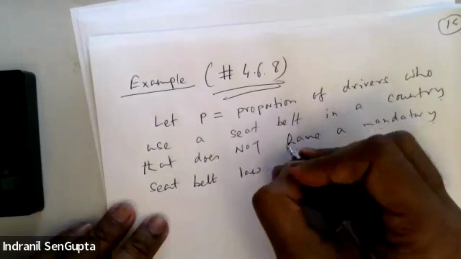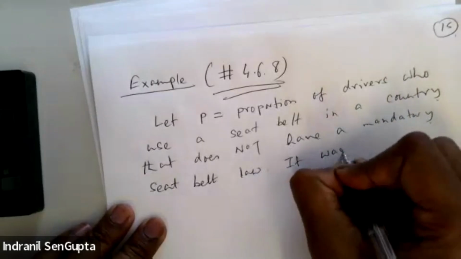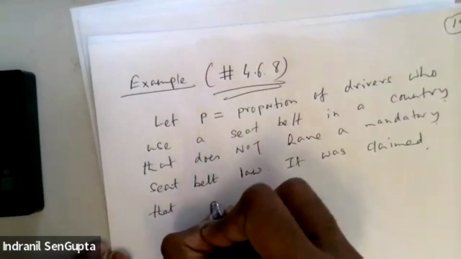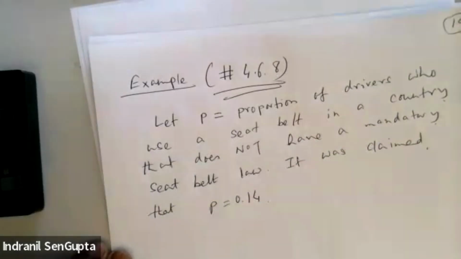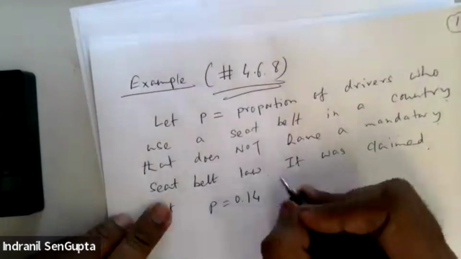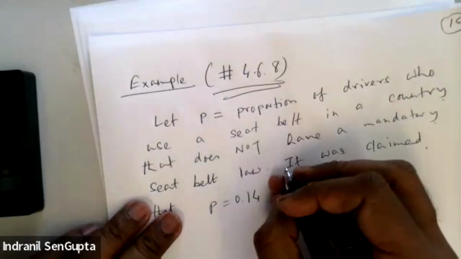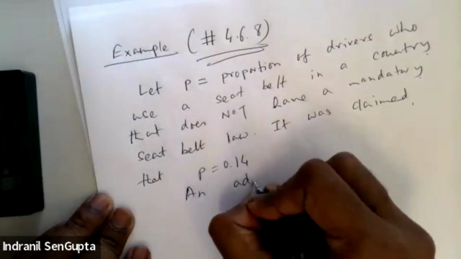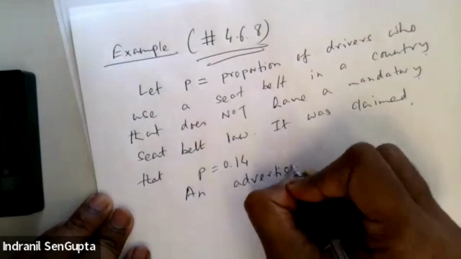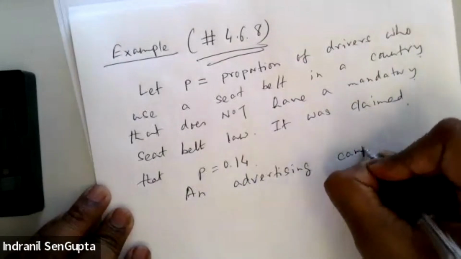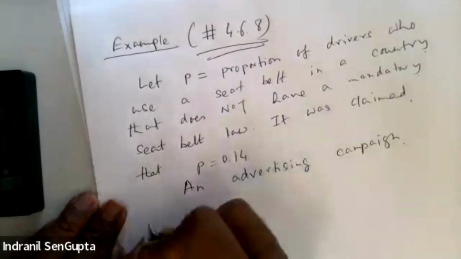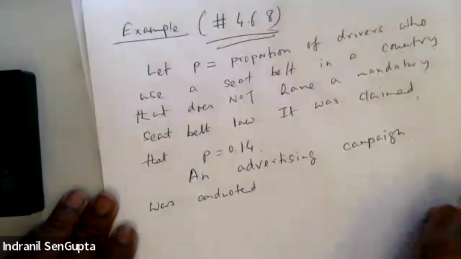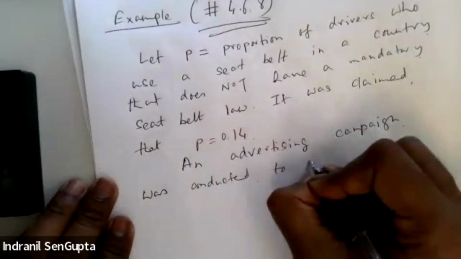Okay, so it was claimed that p equals 0.1. So that is the proportion of the drivers who use seatbelt. Now, an advertising campaign was conducted to increase this proportion.